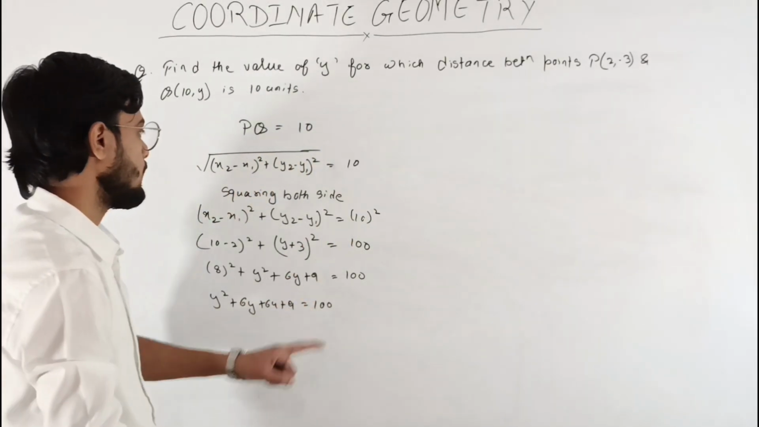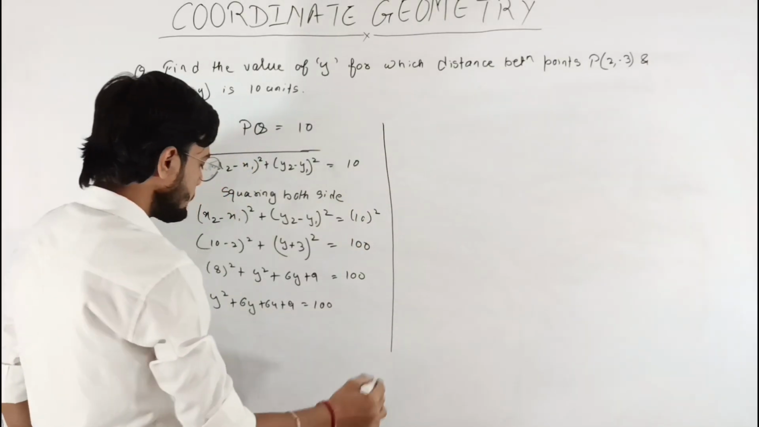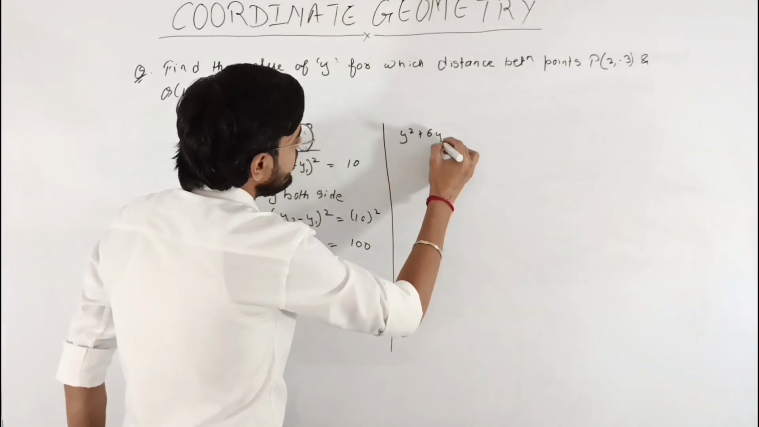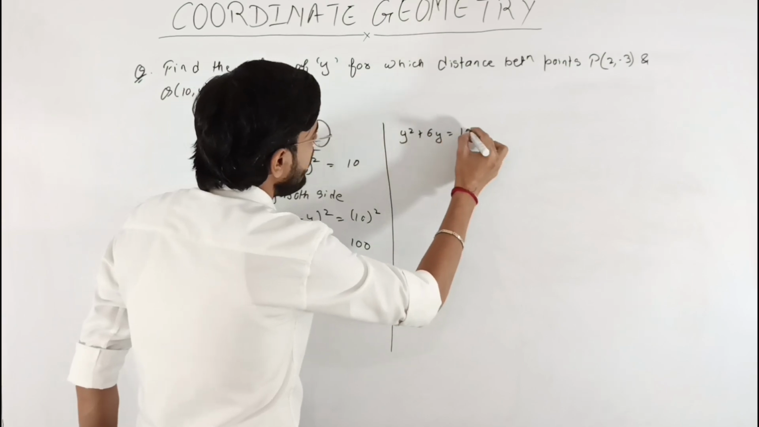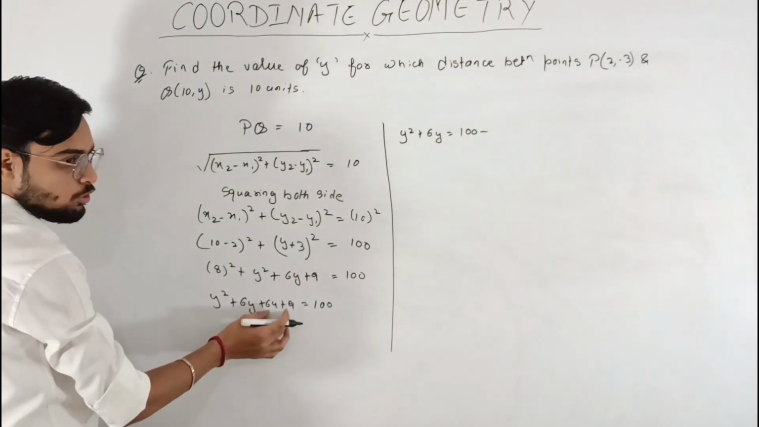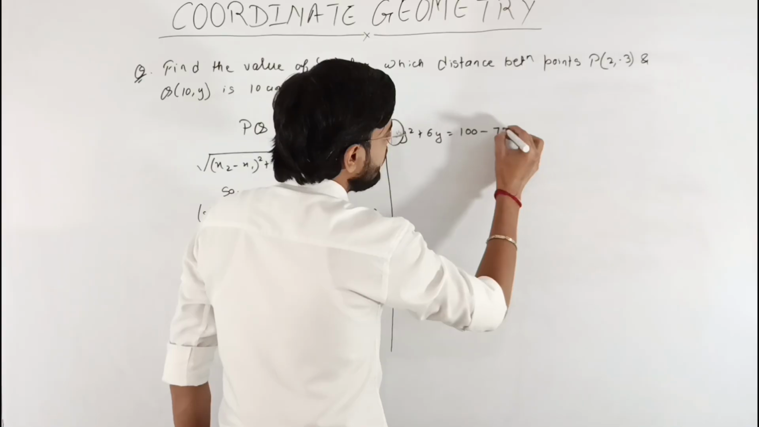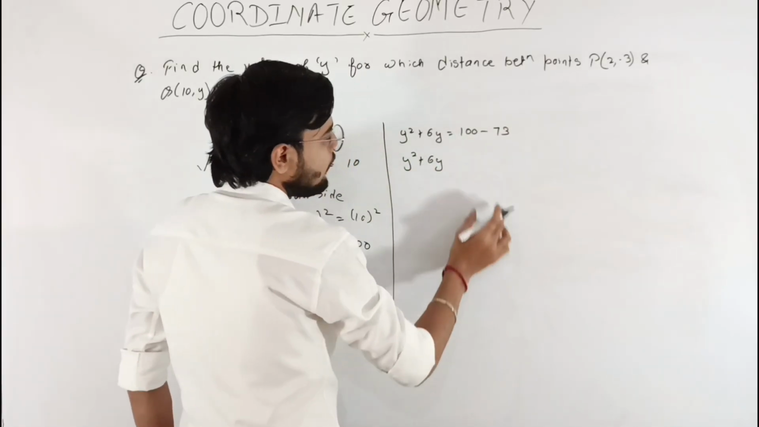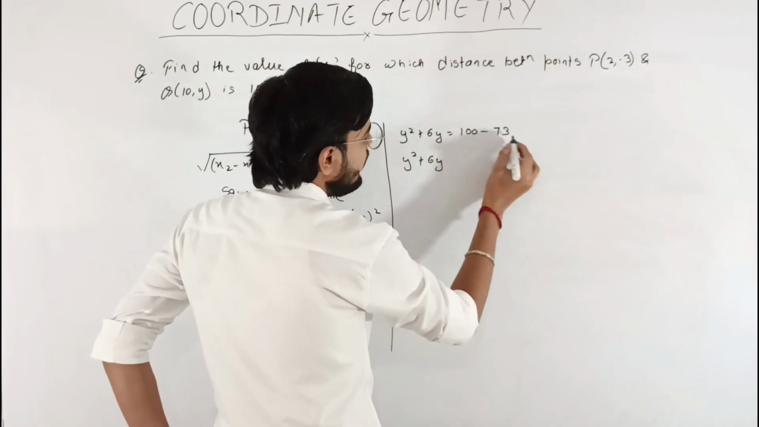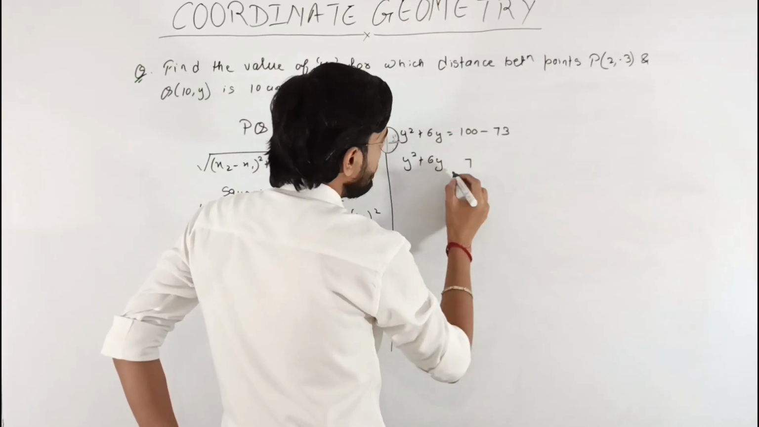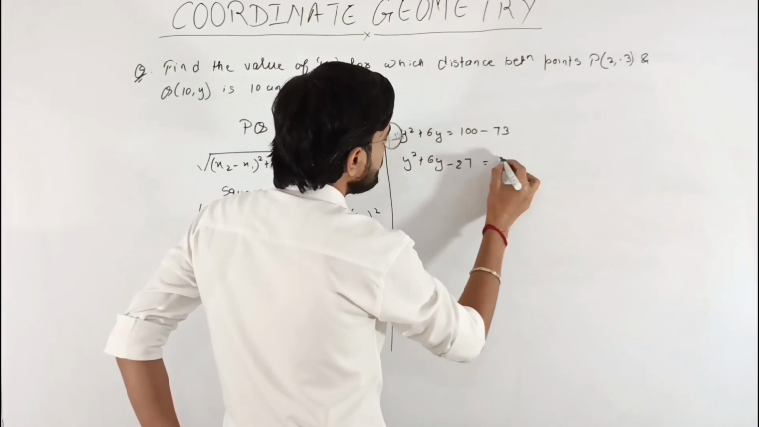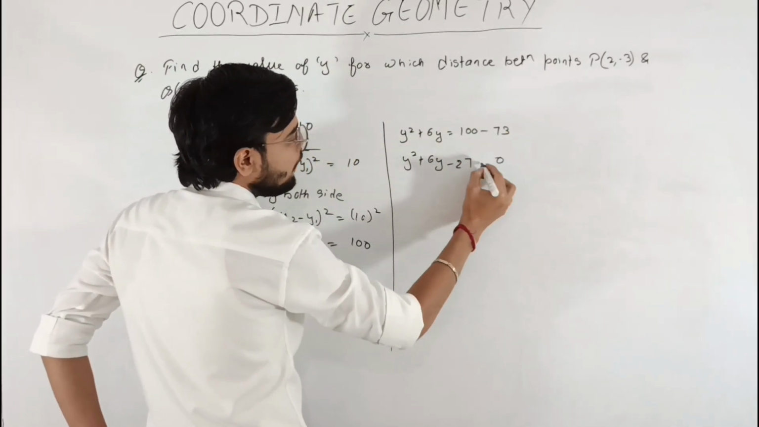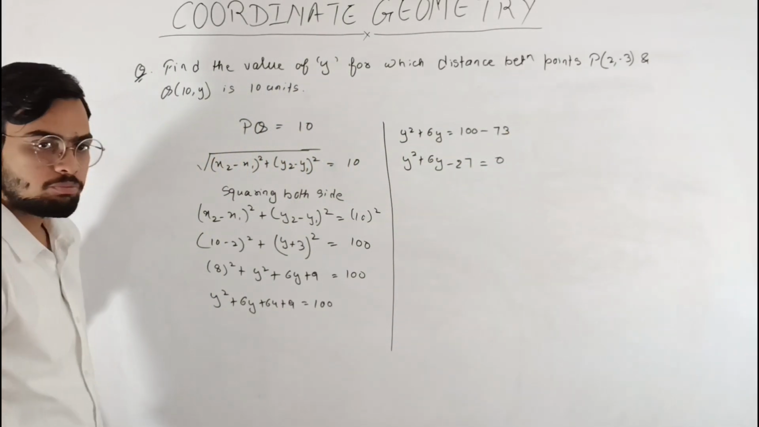Now I solve it here. y square plus 6y equals 100 minus 73, where 64 plus 9 is 73. Now 100 minus 73 is what? 10 minus 3 is 7, 9 minus 7 is 2, which is 27. So y square plus 6y plus 27 is equal to 0. Okay, this plus 27 goes this side and becomes minus 27 equals to 0.